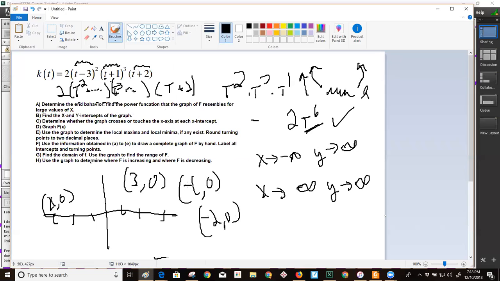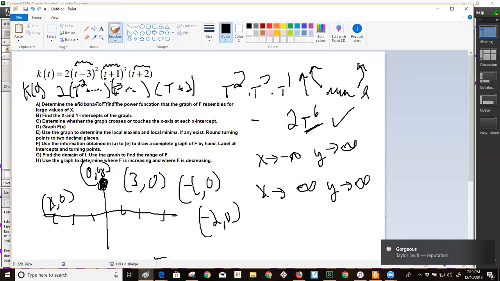Now the y-intercept happens any place where the graph crosses the y-axis, and that point is always x is 0, y is some number. So what we really need to do is find f of 0, or in this case k of 0. So we're going to substitute in 0 for each of these t's. Here, let me get rid of some of this.